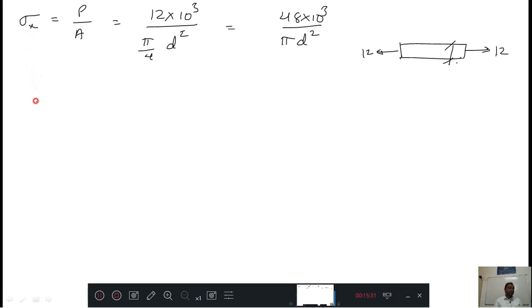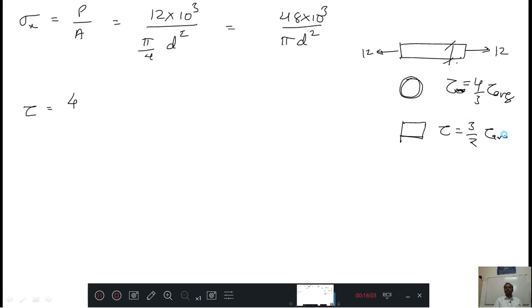And after that, transverse shear force is given, that you can call as tau. And tau, you always remember that for a circular bar, tau max equals 4 by 3 times tau average, and for a rectangular bar, tau equals 3 by 2 times tau average. But in this problem it is given for circular section, therefore it is 4 by 3 tau average.